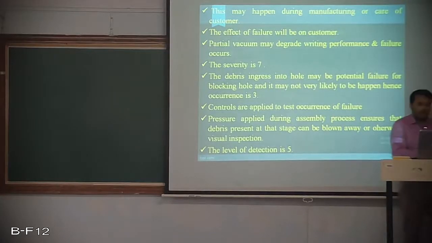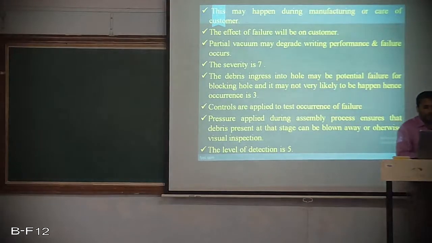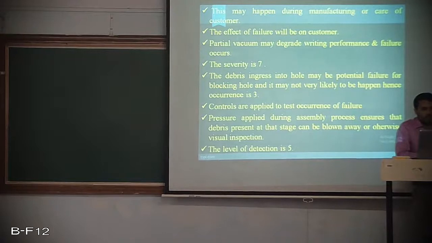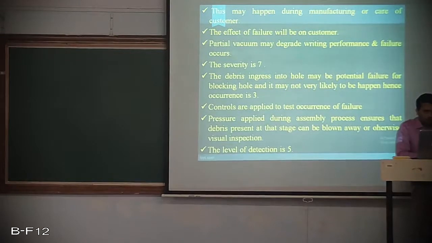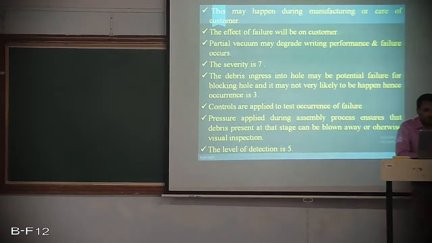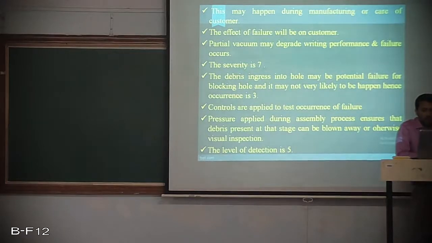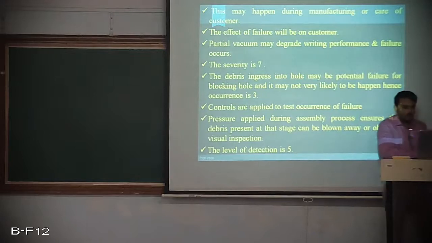This may happen during manufacturing or care of the customer. The effect of failure will be on the customer because he is the one who is using that product. Partial vacuum may degrade writing performance and failure occurs. The severity is 7. Debris entering the hole may be a potential cause for blocking the hole, and it may not be very likely to happen, hence occurrence is 3.